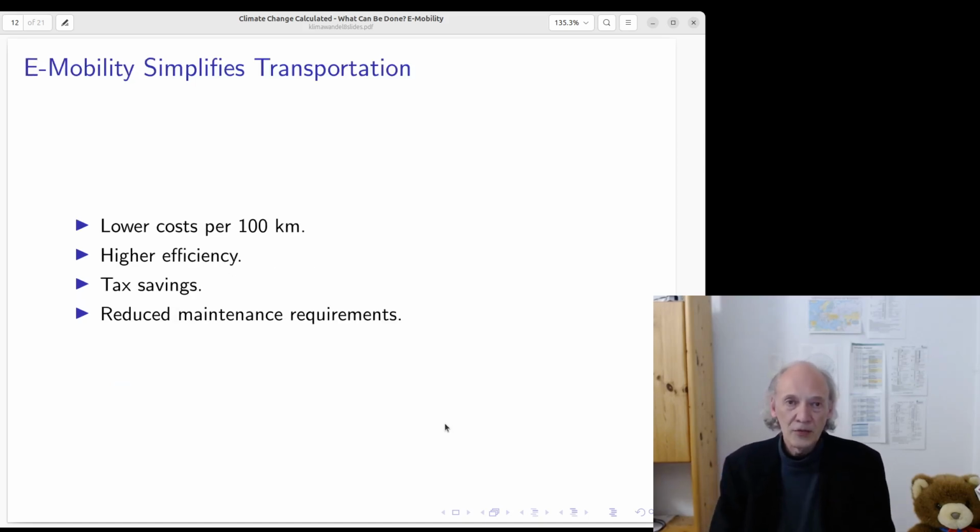So e-mobility, I find, simplifies transportation a lot. It also lowers the cost per 100 kilometers because it's much more efficient. When you compare the energy efficiency between electric cars and combustion engine cars, they are about 3 times as efficient, and as a consequence, they are about 3 times cheaper than gasoline cars per 100 kilometers. They also offer tax savings, and they have reduced maintenance requirements because there's less wear and tear, because there are no high temperatures and no high pressures, unlike in combustion cars. That means less maintenance, fewer repairs, no water change, no oil change.